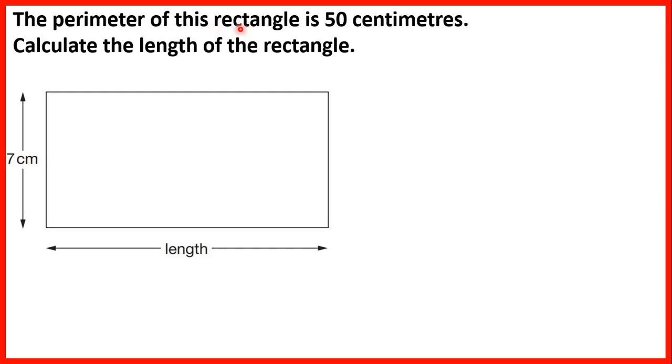The perimeter of this rectangle is 50 centimetres. Calculate the length of the rectangle. So we need to remember that the perimeter is the total distance or length around the outside of the shape. We also know with rectangles that opposite sides are the same length. So if this length here is 7 centimetres, then this length here will be 7 as well.